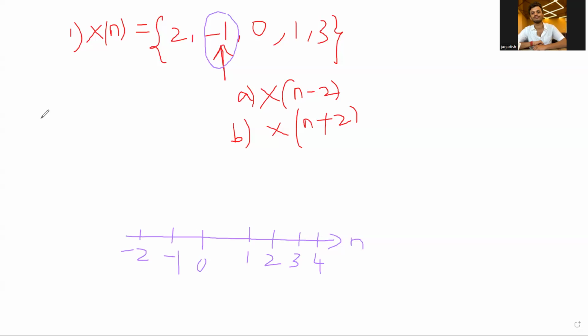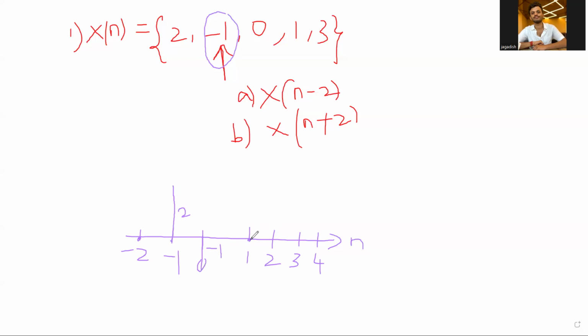At -1, what's the amplitude, students? At -1, what's the amplitude? It is 2. So you need to plot 2 over here. At 0, what is the amplitude? -1. So -1 should go downwards. At 1, it is 0. So you need to mark 0 here.